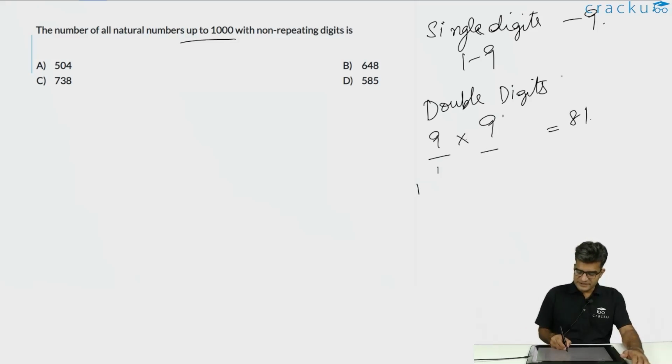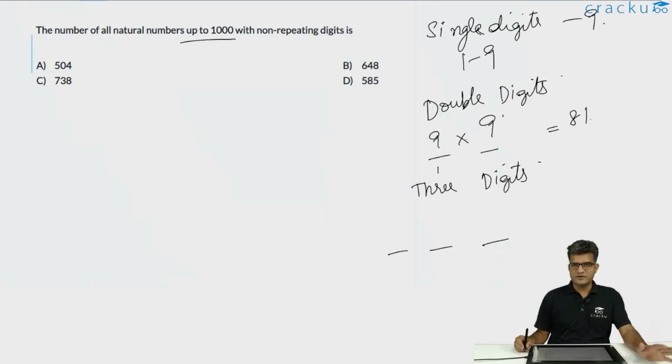If you're looking at 3-digit natural numbers, you will have 3 digits. The first digit can be again any number which is not equal to 0 from 1 to 9. So it can be selected in 9 ways. The second digit can be 0, but we have to ignore the first digit.